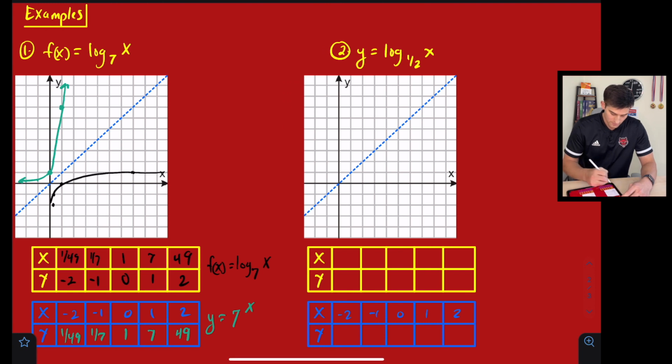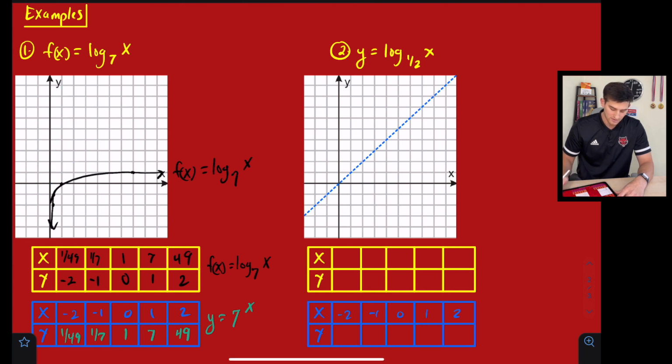There we go. Now we can see how our y-axis is our asymptote. The graph is going to approach but not cross the y-axis. And right here, this would be our graph, f of x equals log base 7 of x. If I wanted to, I could take away this exponential and my axis of symmetry, which was my line y equals x.